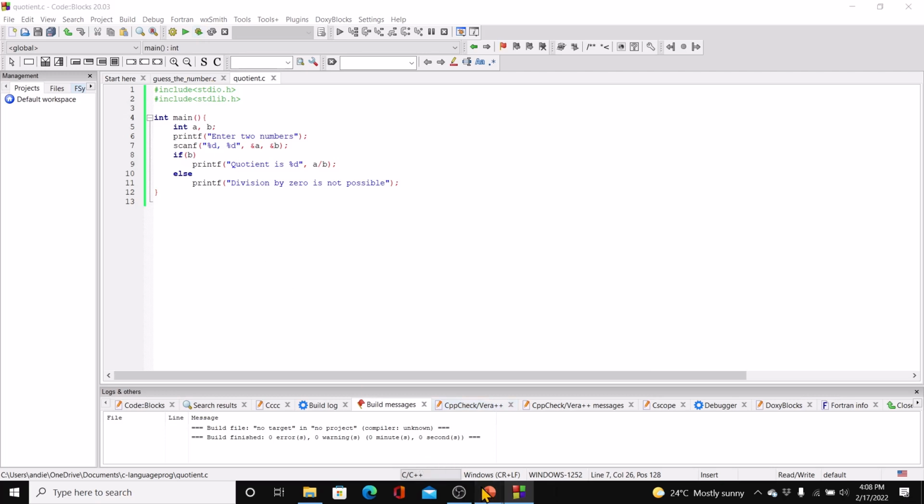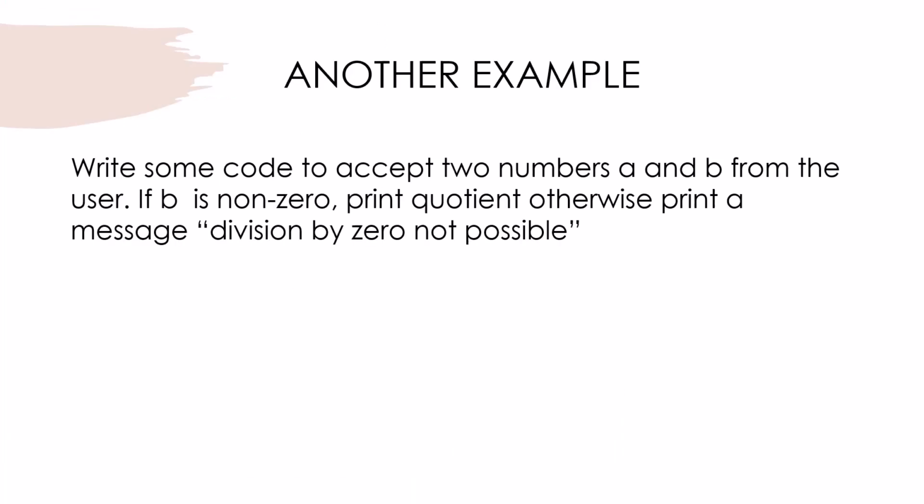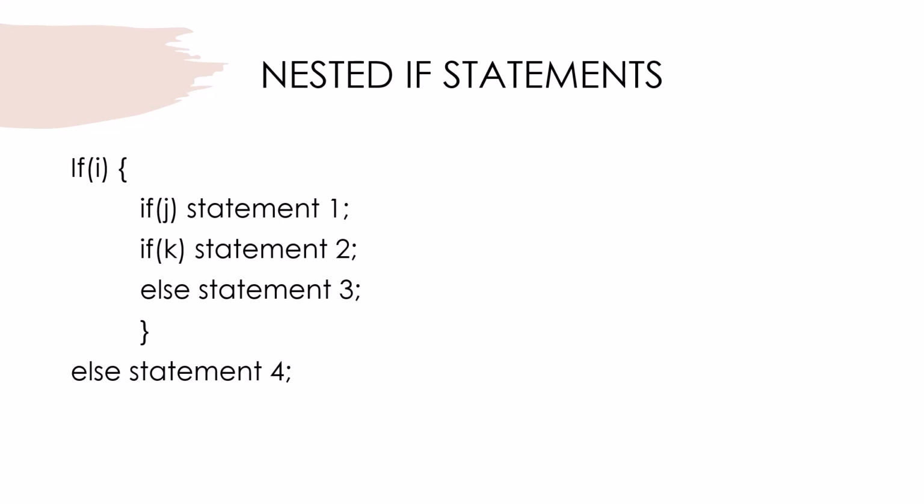Moving on. Now we come to nested if statements. And here this is the same as we saw in the program we wrote. So if I is true or if I is not equal to 0, then check if j is true or if j not equal to 0, execute statement 1. If k is true or k not equal to 0, execute statement 2. Else statement 3.